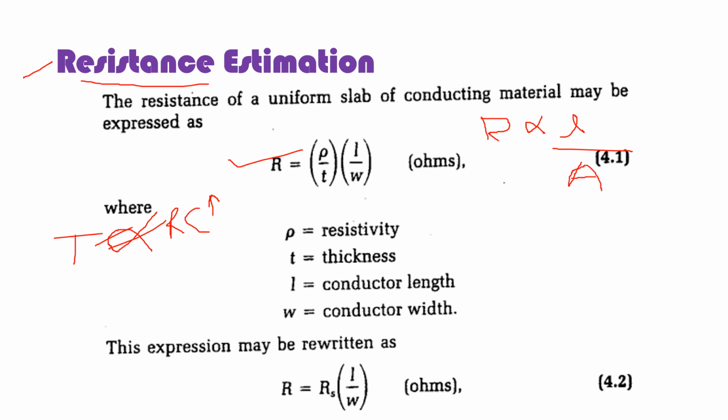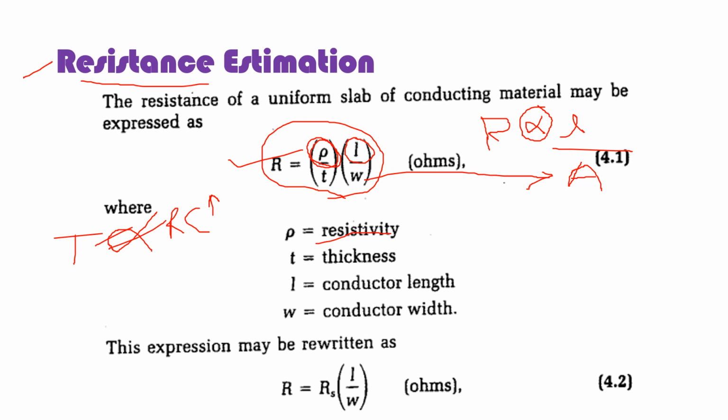Okay, so that is what this formula is also indicating. Thickness into width is basically giving us the area, and here we have L. And if you remove this proportionality and put an equal to sign, there will be a constant coming, that is called resistivity, right?